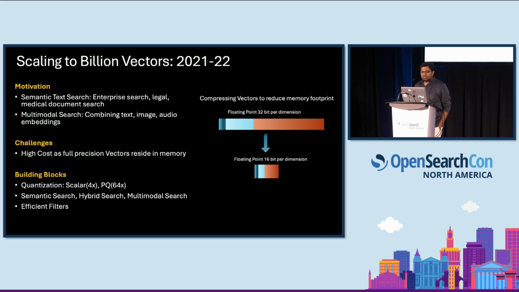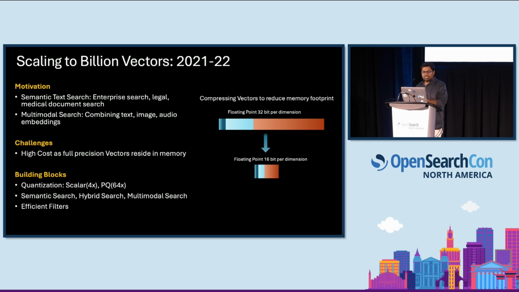So what are the building blocks OpenSearch introduced to tackle this problem? The memory is a bottleneck, so we should cut down the footprint. So OpenSearch introduced compression techniques using quantization algorithms. Think of quantization algorithms as a way to reduce your large vector space with continuous values to a small vector space with discrete values.